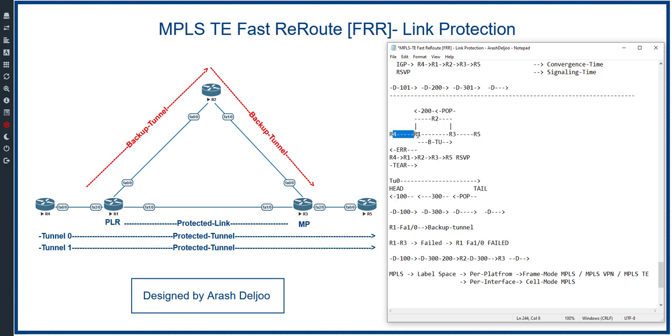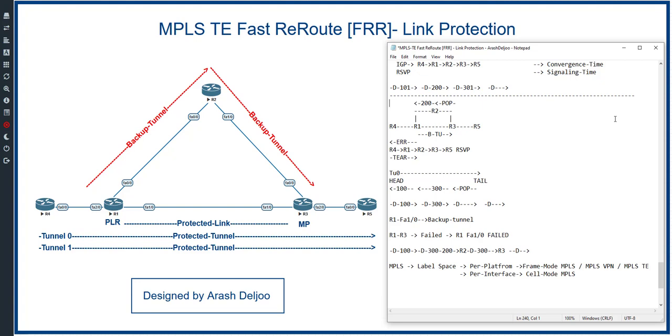And now we have a path from R4 to R1 to R3 and R5, and we didn't lose a huge amount of traffic. This is the feature that we call fast reroute or link protection. I know that you understand this information maybe 50% or 60% or 70%, okay. Let me explain all of the features again. After that, if you want, you can stop the video and watch the video again.